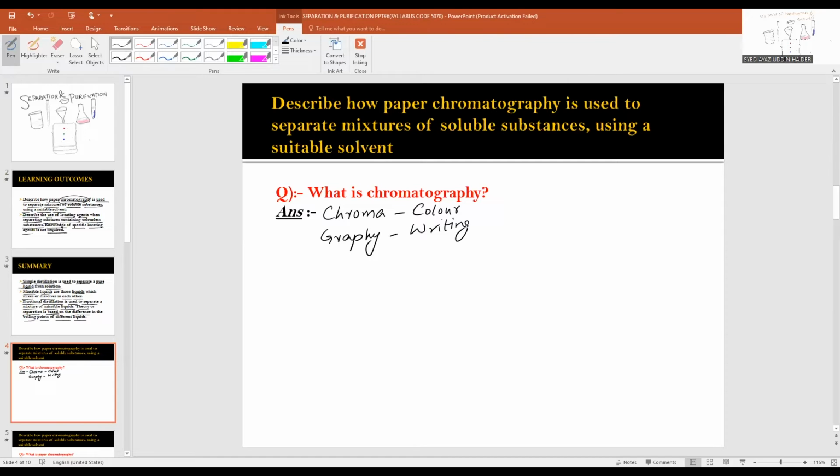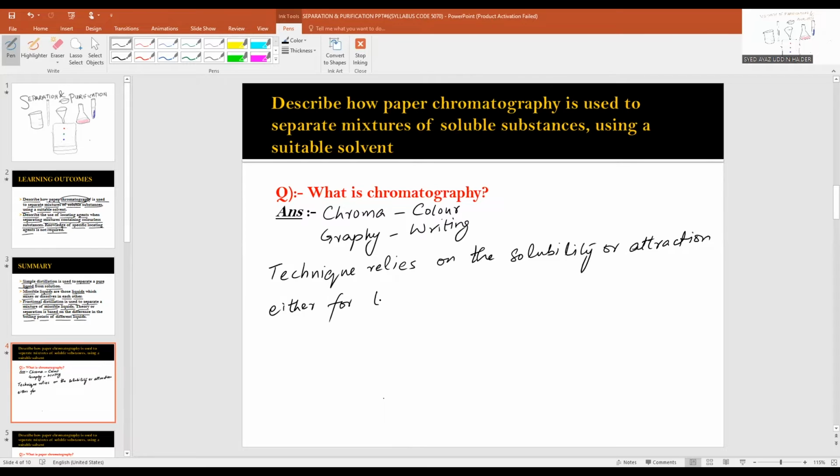The technique relies on the relative solubility or attraction of the individual components either for the solvent or chromatography paper. Let me write: technique relies on the solubility or attraction either for the solvent or chromatography paper.